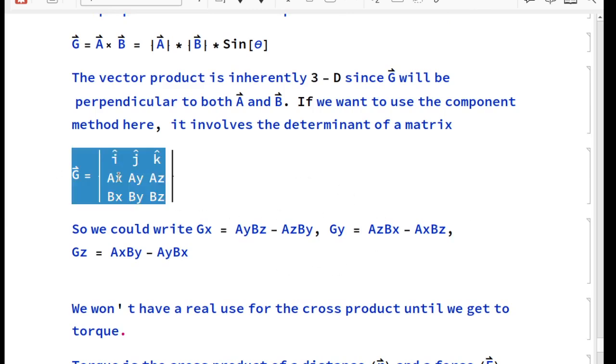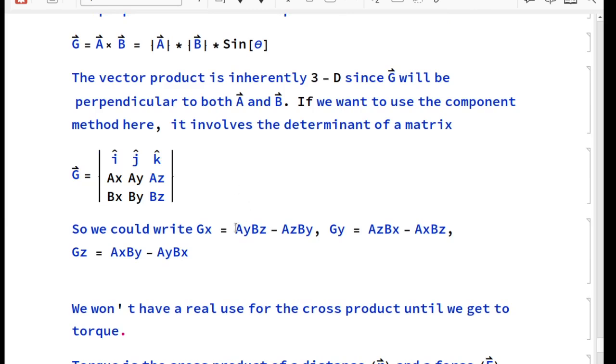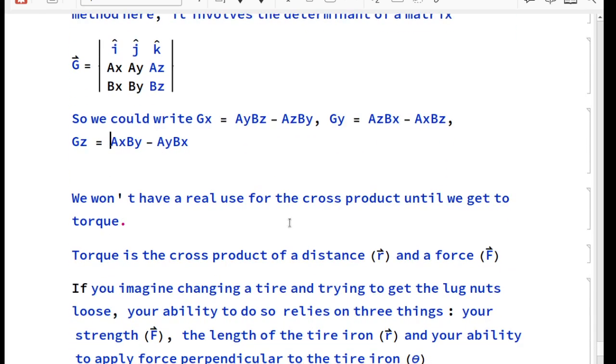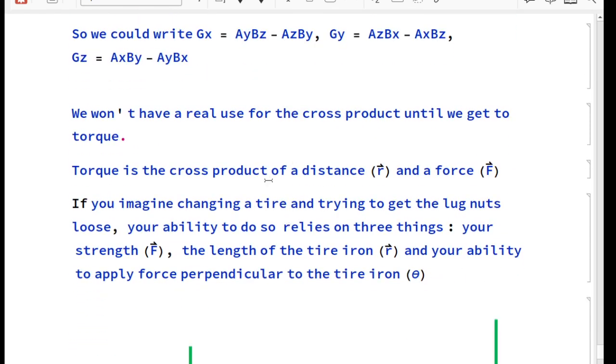But what you get out of this, again, only familiar if you've seen that, the way you find GX is to multiply AY times BZ and then subtract AZ times BY. Same thing happens in a cycle with GY and GZ. We don't really have a use for it until we get to torque. That's the cross product of R and F.